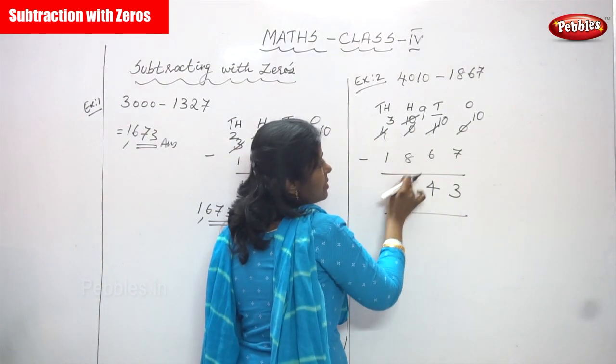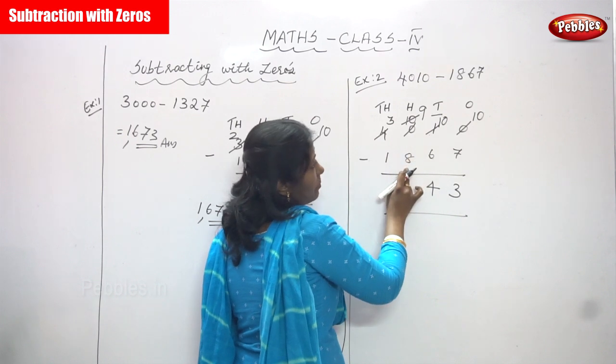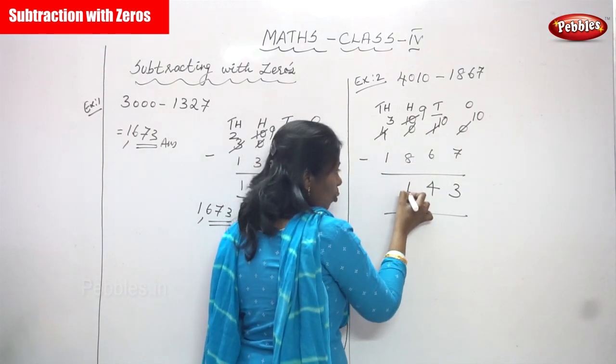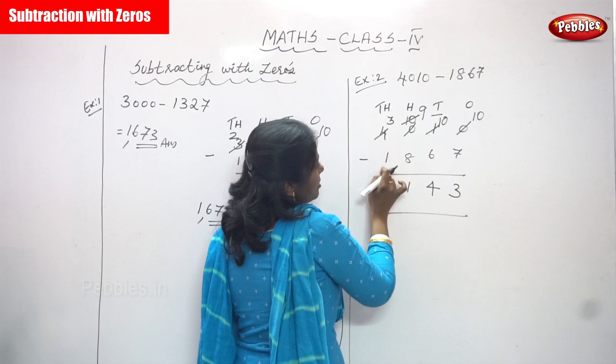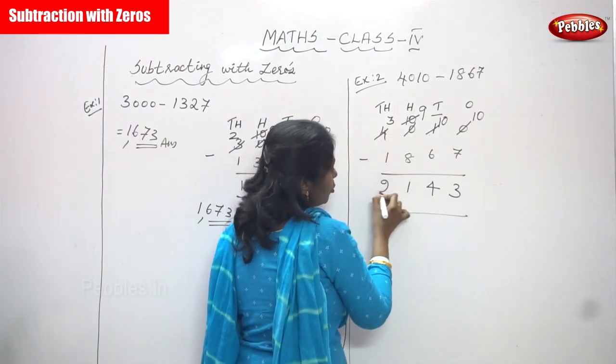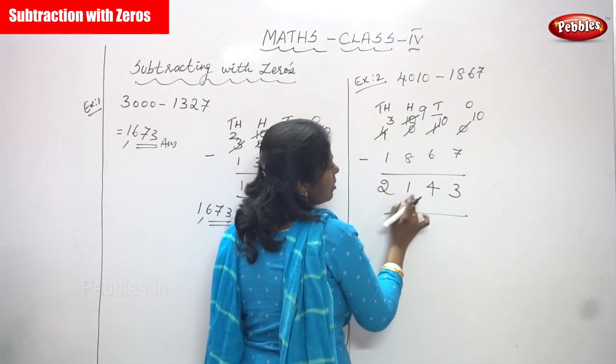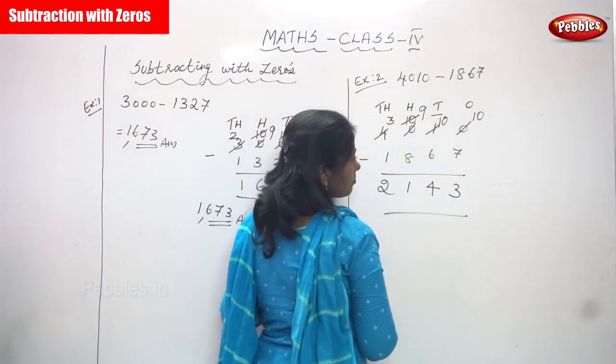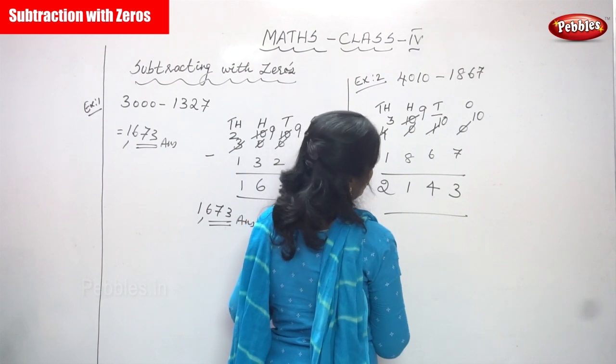So 9 minus 8. 9 is a greater number, 8 is a smaller number. 9 minus 8, you know that is 1. Then 3 minus 1. What is the number in the thousands place? 3, and 3 minus 1 is 2. The answer is 2143. This is the answer for this question.